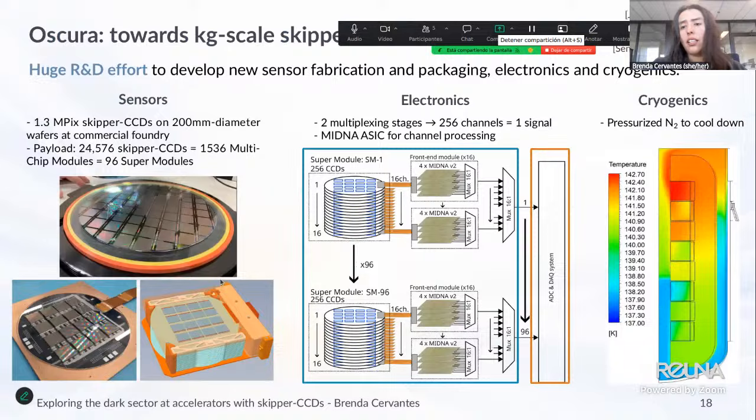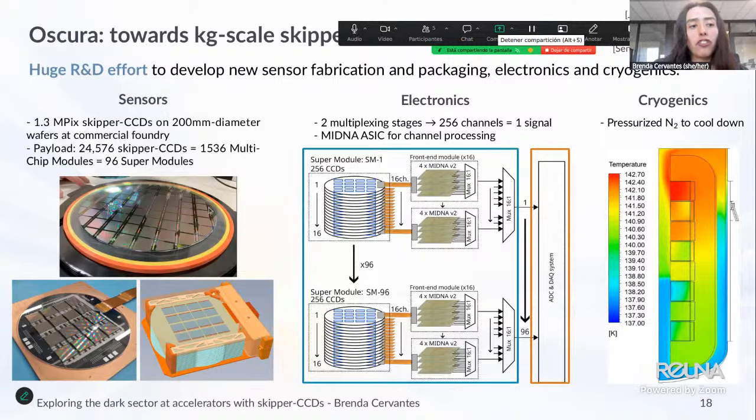So I'll talk just briefly about Oscura, because with Oscura we have made a huge R&D effort to develop different things to be able to scale this technology to kilogram size. And within those efforts, we developed a new way of fabricating sensors with a commercial foundry so that we can reach the mass that Oscura needs to reach 10 kilograms, which would be around 25,000 of these sensors.